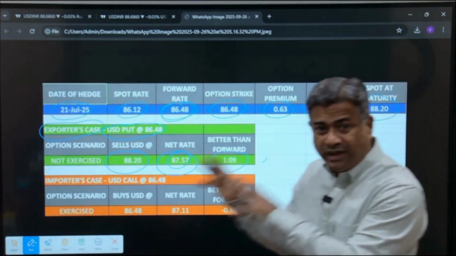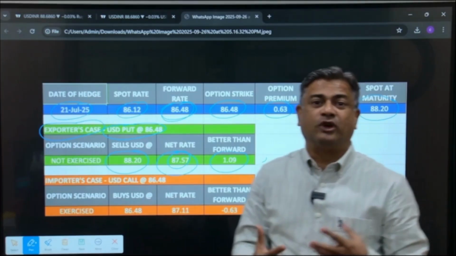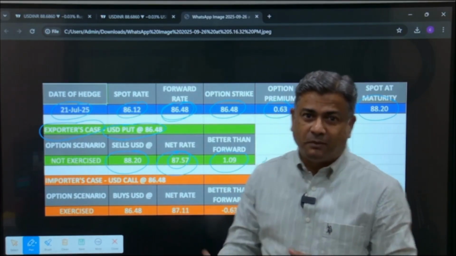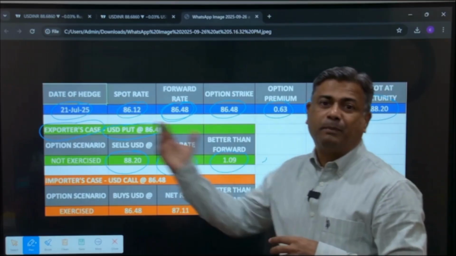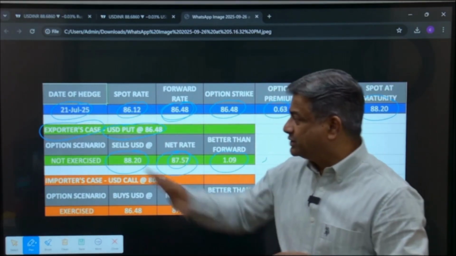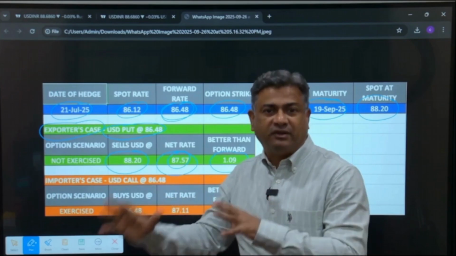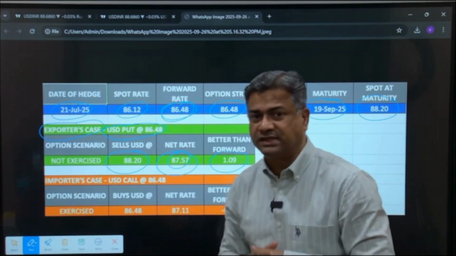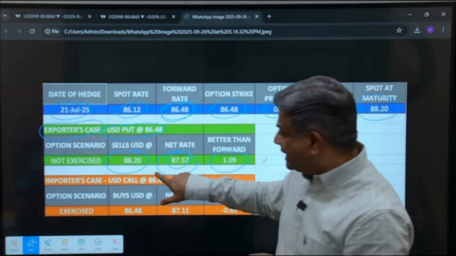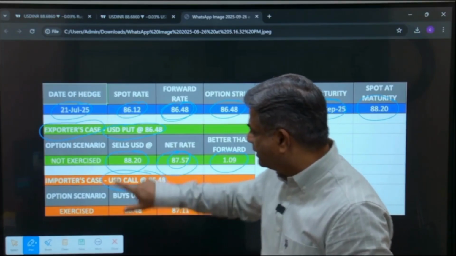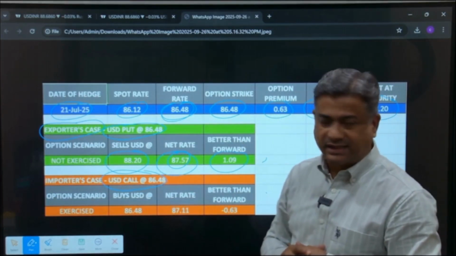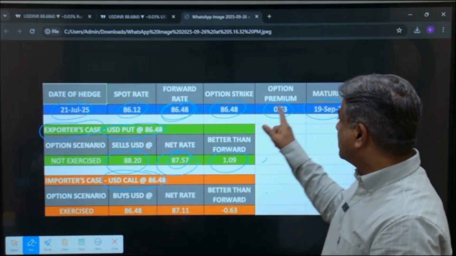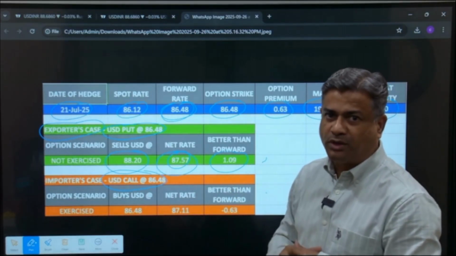So by doing an option, an exporter would have benefited hugely, by more than 1 rupee compared to the forward rate. So this case is clear. The exporter would have benefited by doing a vanilla option. Let's look at an importer's case. Now, as an importer, you buy a call. You bought a call at 86.48. You paid a premium of 63 paisa, similar to a put.